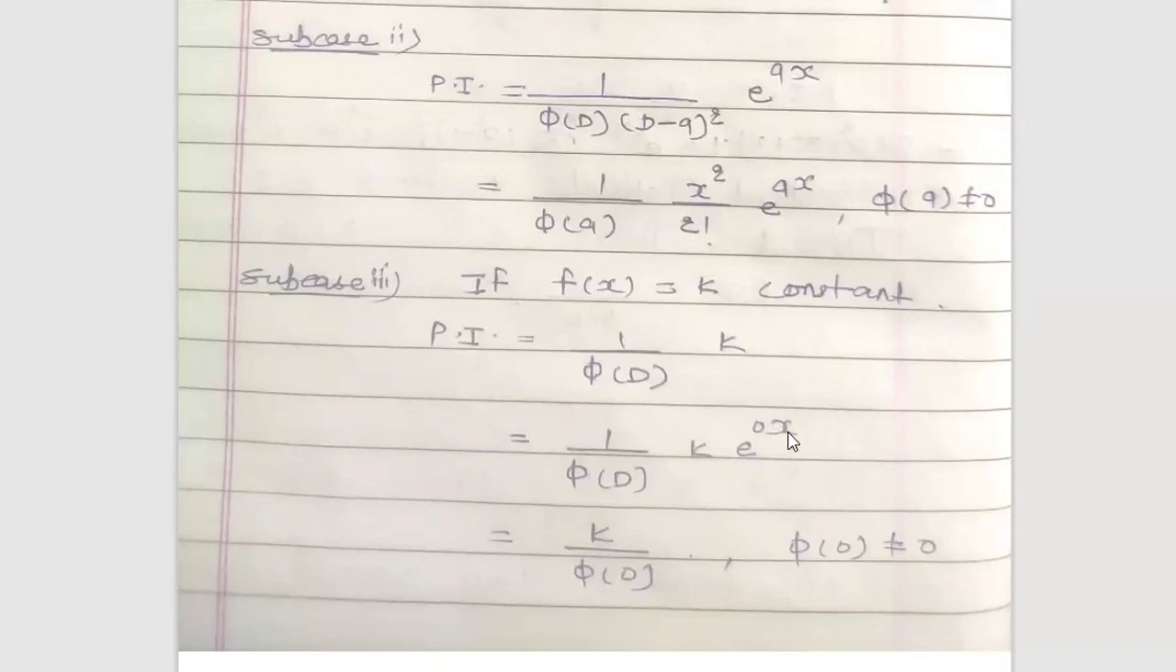And the coefficient of exponential function is 0. So you replace d by 0, and then your PI will be k upon phi of 0. The condition is that phi of 0 must be non-zero. If it is 0, then you know how to find the PI. If phi of 0 is equal to 0, then it is the case of failure, and we discuss it in case 1.